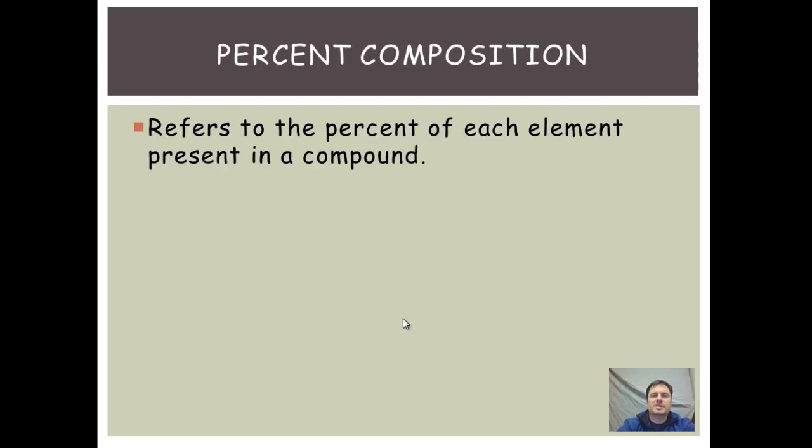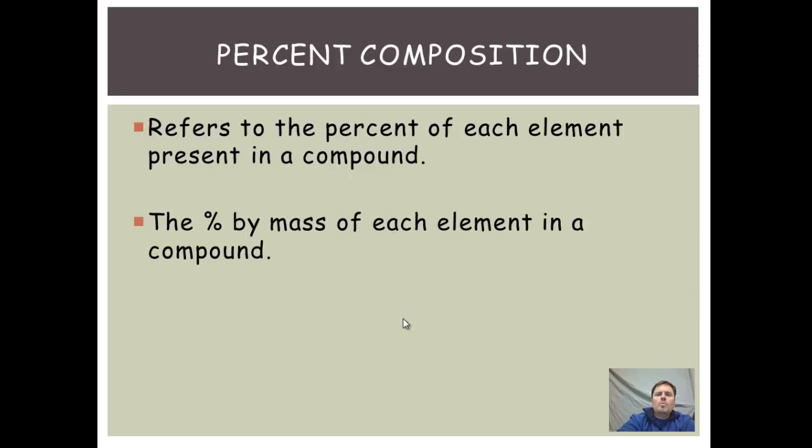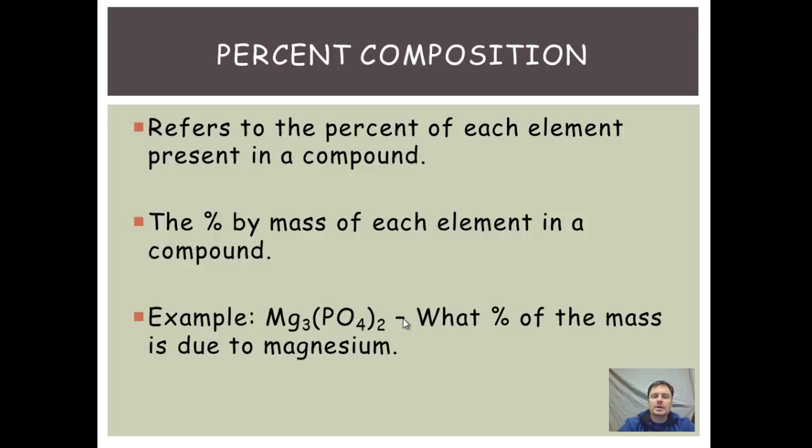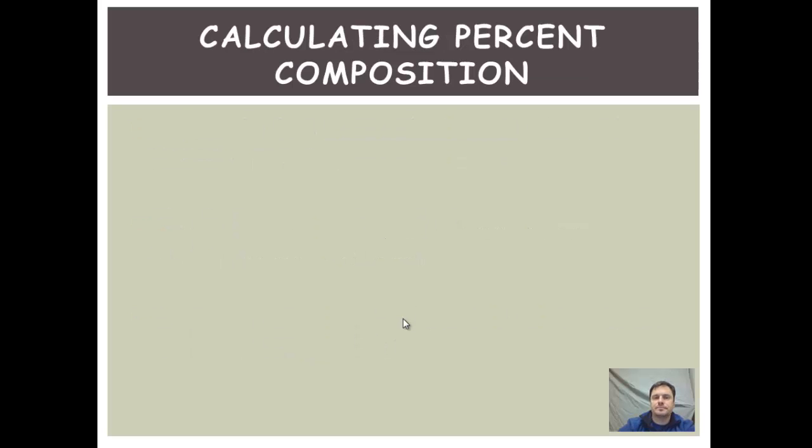Percent composition simply refers to the percent of each element present in a compound. So we're going to be talking about compounds and how each element contributes to those. What we're looking at is percent by mass, or by weight, of each element in a compound. So for example, if we take magnesium phosphate, we could ask a question like, what percent of the mass is due to magnesium? It's pretty easy to do, so let's go ahead and start looking at this.